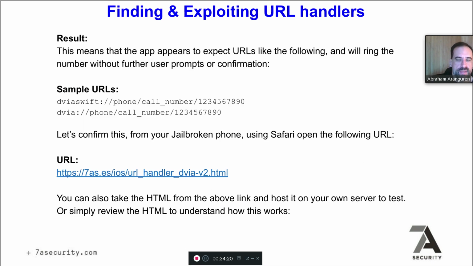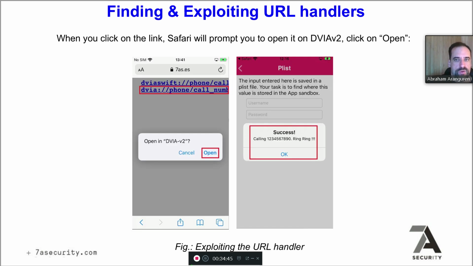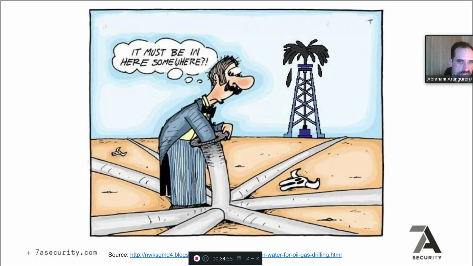So with this, after looking at the source code, we know the structure of the URLs is like this. So then vulnerable insecure Swift, phone call number and the number, and then vulnerable insecure app, phone call number and the number, right? So you can go to this URL, open it on your iOS device, and try these URLs from there. This is the simple HTML on that page for demonstration purposes. And then when you click on this, you will get a dialog like open in vulnerability secure version 2. And when you click on open, it will show you that the call is being made, right?